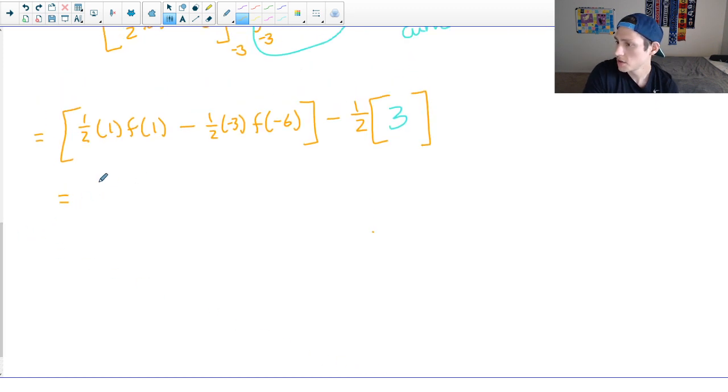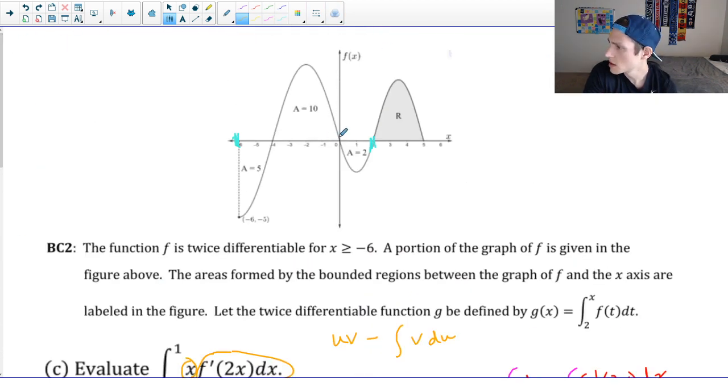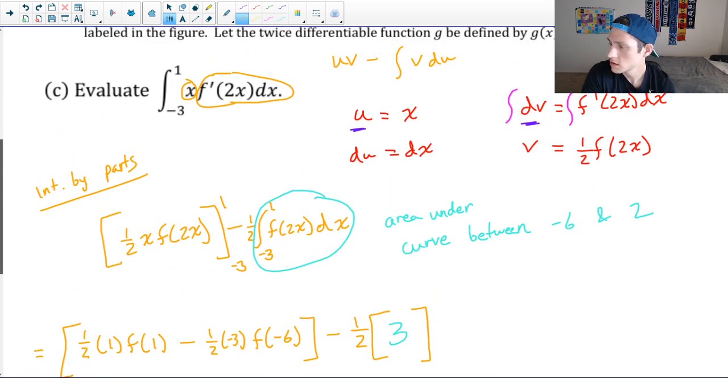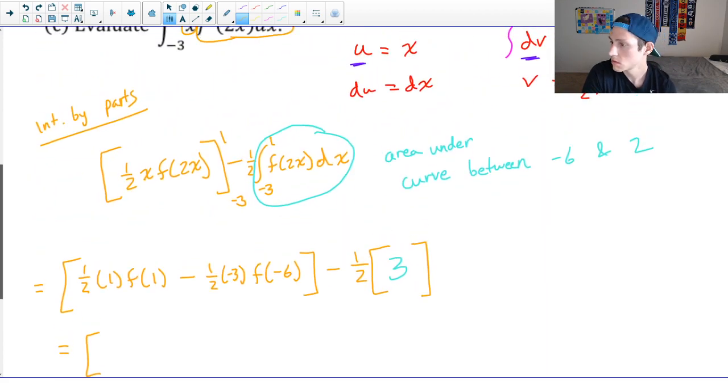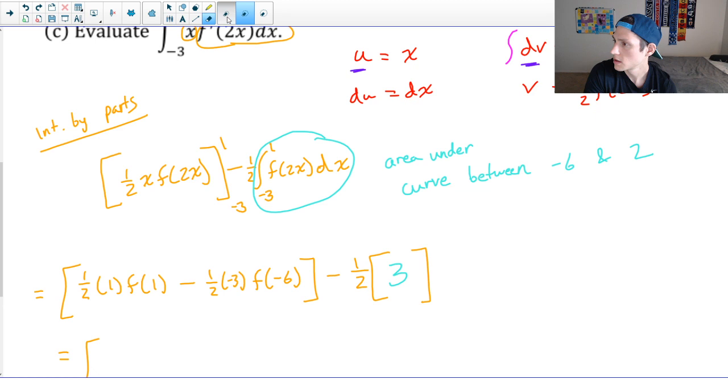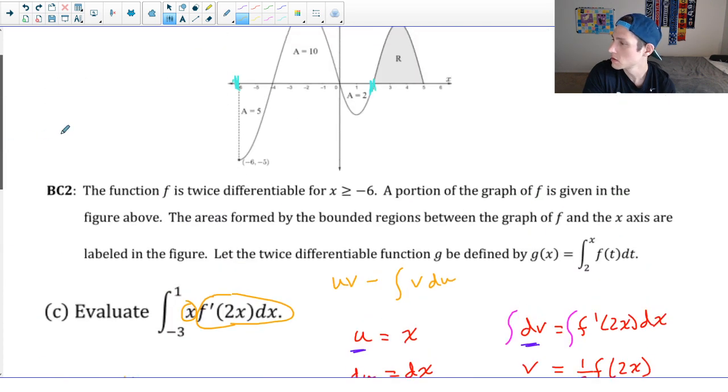All right, let's actually get some values. 1/2 times 1 is 1/2. What is f of 1? Well, let's go to our function. Oh, wait. Wait, how did I get 1 there? That's not 1. All right, so this came from f of 2x. If I plug in 1, f of 2 times 1, that should be 2. I screwed that up. So what is f of 2? Yeah, it didn't seem right.